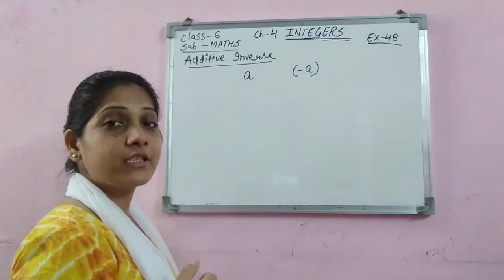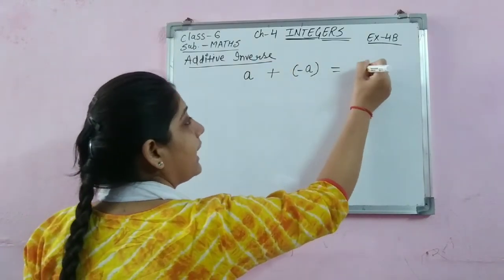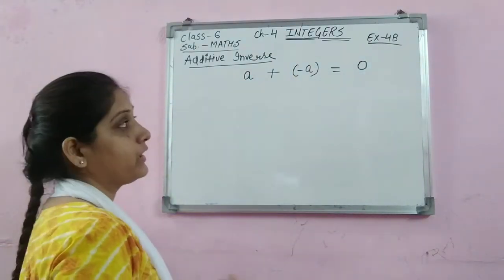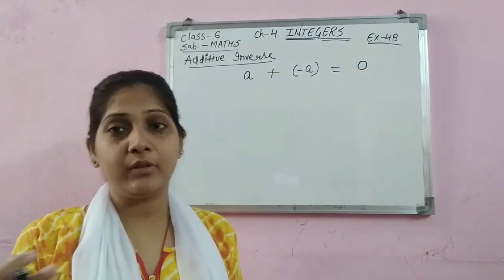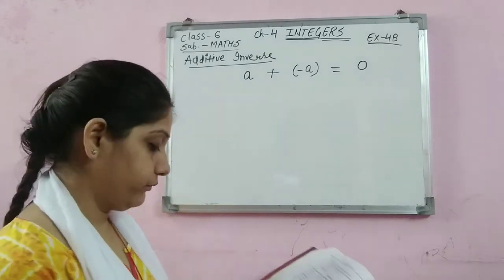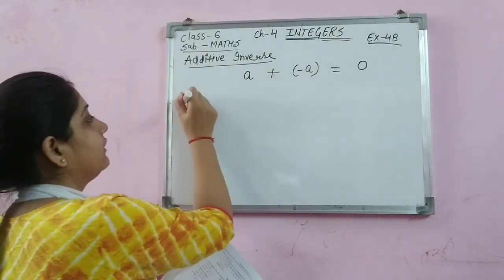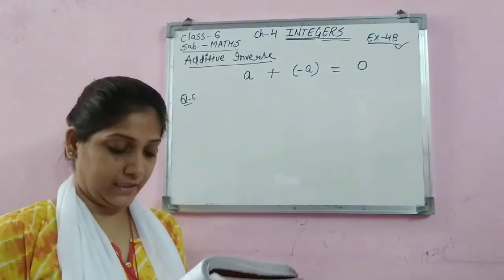What is the additive inverse of a? Negative a. So when I add these two, I'll get 0. If you are finding the additive inverse of any positive number, it will be negative. And if you are finding it for a negative number, it will be positive. Let's see question number 6 from exercise 4b. It is page number 68.